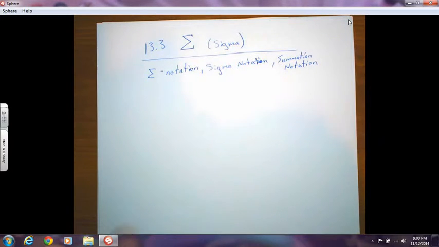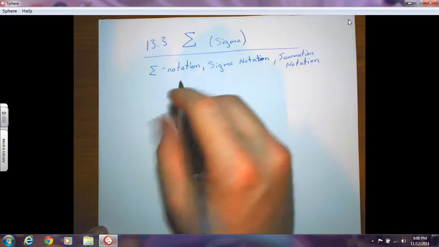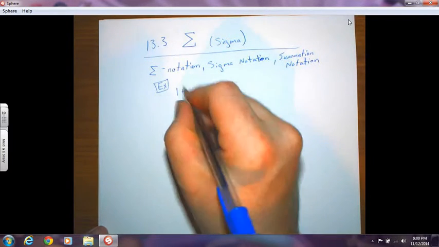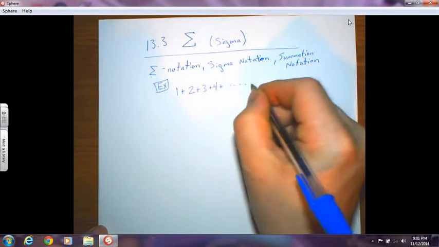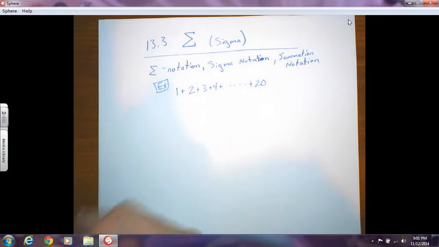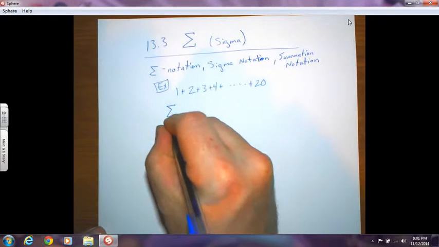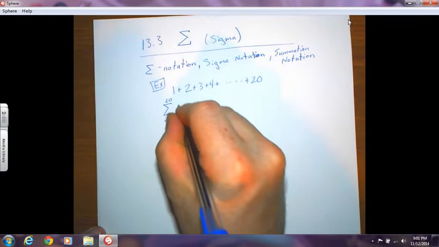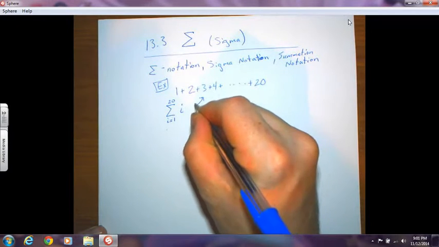And the way we're going to write this out would be, for example, we'll probably start with an arithmetic sequence. Say we want to add up the first 20 integers. Instead of writing out 1 plus 2 plus 3 plus 4 plus all the way up to 20, we could shorten that a little bit and say that we want to take the sum from i equals 1 to 20 of i. And those two things would really mean the same thing.